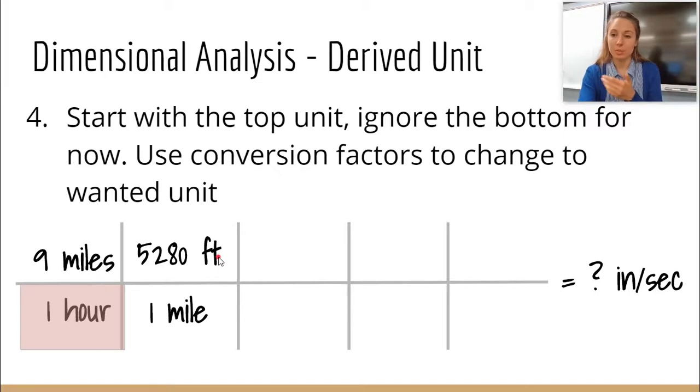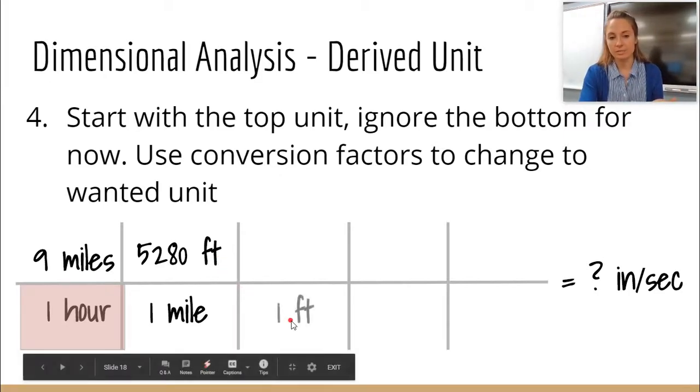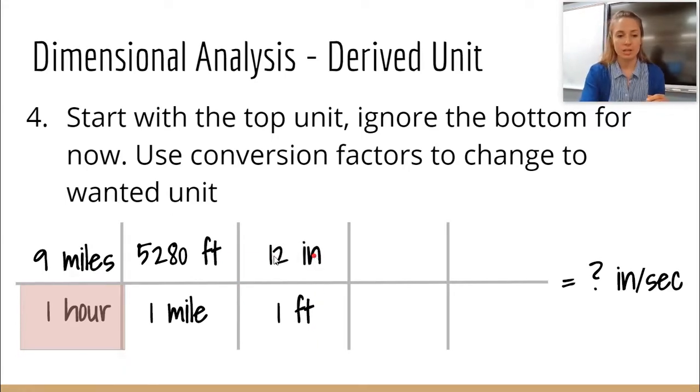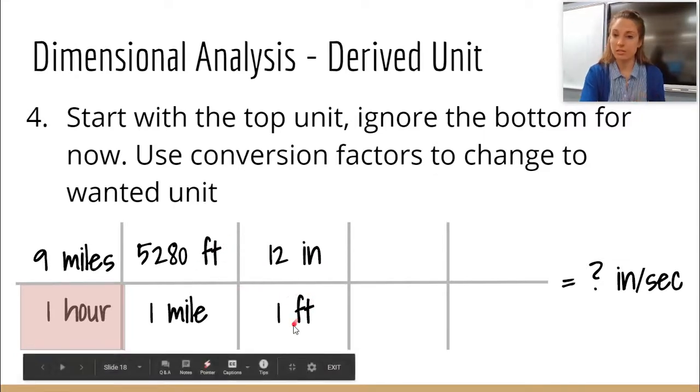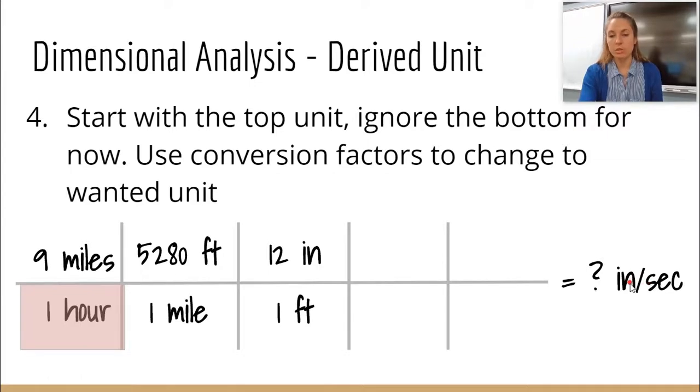So I'm going to put the part of that conversion factor that has the feet diagonal. So I know in every 1 foot, there are 12 inches. So then I'm going to cancel out the feet. I'm left with inches. And inches is where I wanted to go, so I know that I can stop there.